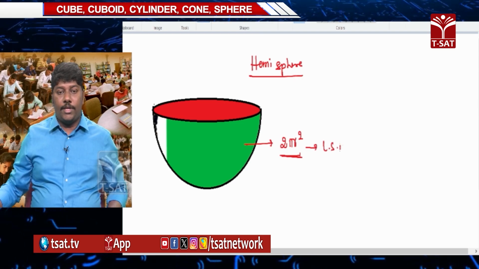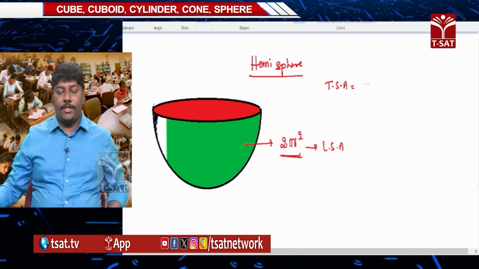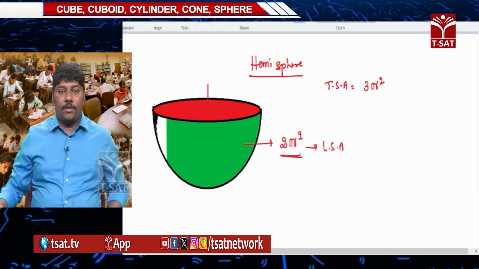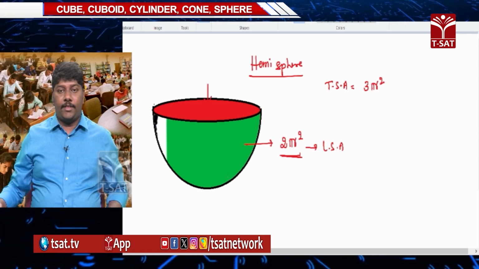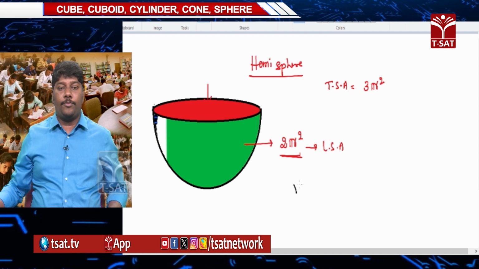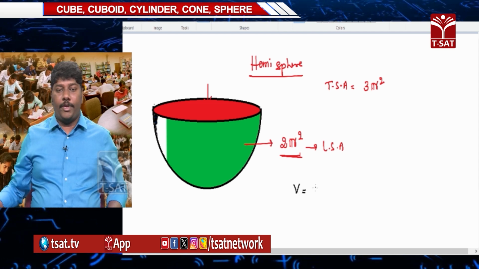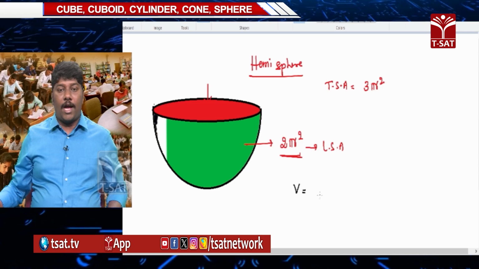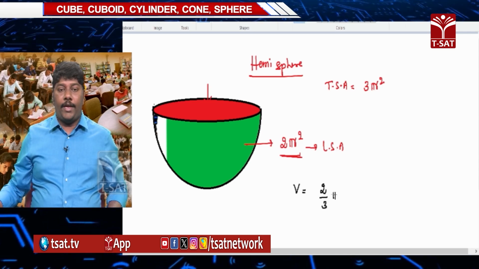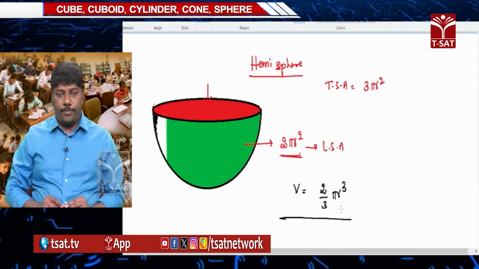When it comes to the total surface area of the hemisphere, another pi r square is added because this extra red surface is also in the shape of a circle, therefore it is 3 pi r square. When it comes to volume, you are dividing the sphere into 2 equal parts, therefore the volume of a hemisphere becomes half of the volume of the sphere, which is 2 by 3 into pi r cube. This is the volume of the hemisphere.